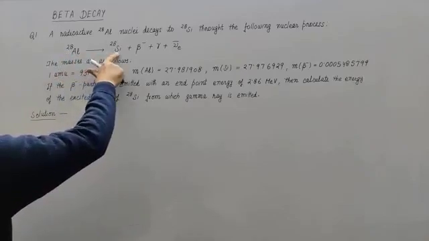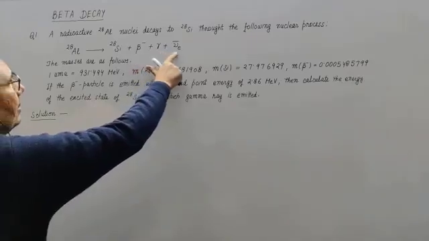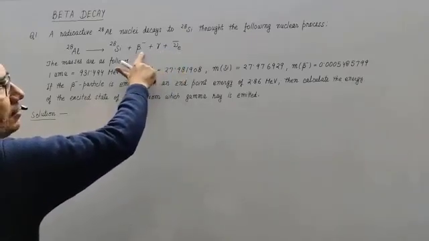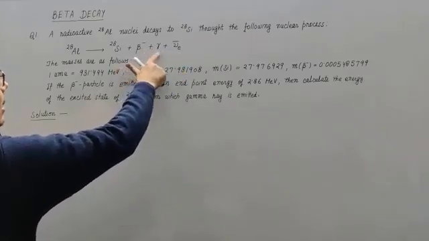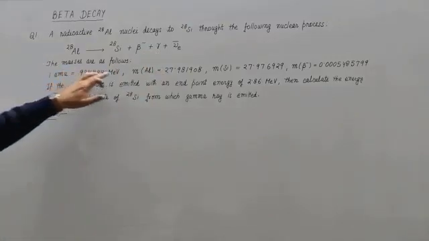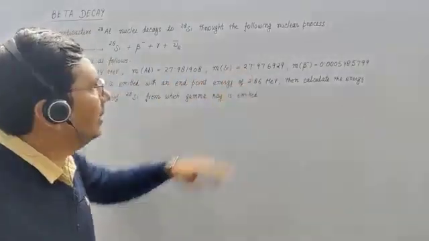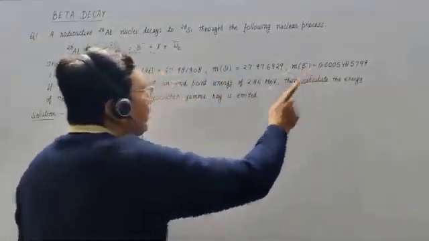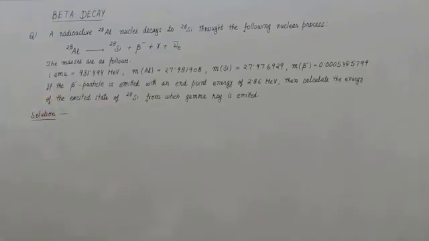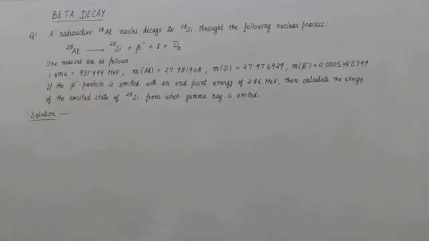28Al decays into 28Si and it emits a beta minus particle, the antineutrino which is associated with this beta minus particle, and a gamma photon. Masses of these nuclei are given. Mass of aluminium nuclei is this one, mass of silicon nuclei is given, and mass of the electron is also given. They are given in terms of atomic mass unit, and 1 AMU is 931.494 MeV.